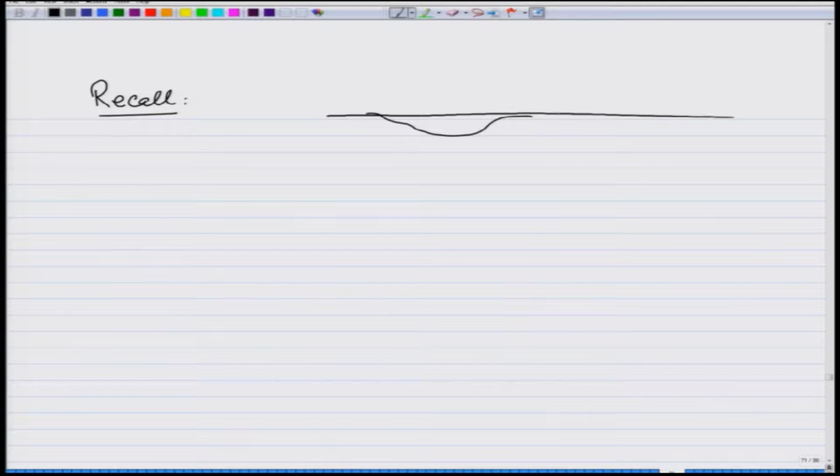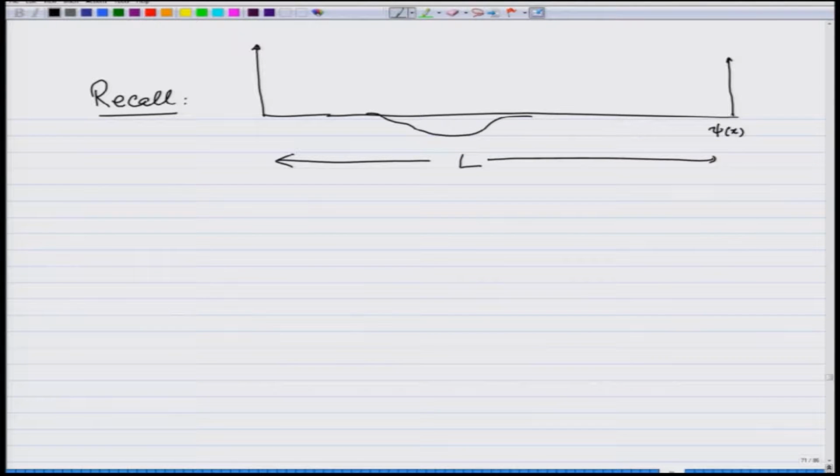Recall the one dimensional cases. What we had done there, for a general potential in x direction, we had taken a box which was a huge box of size L, so that the boundaries were really far off, and taken the wave function psi of x to be 0 at the boundaries, and then built up the solution from both sides, and then matched the boundary condition in the middle.